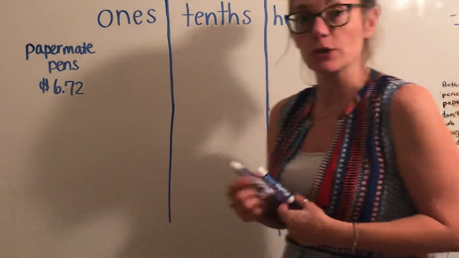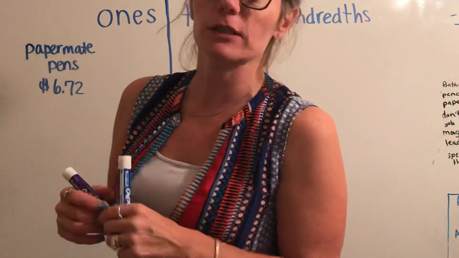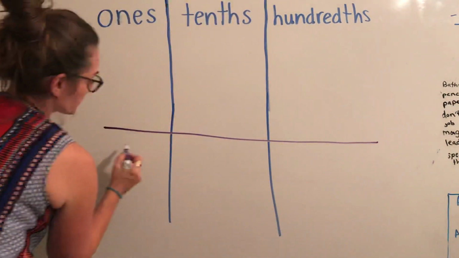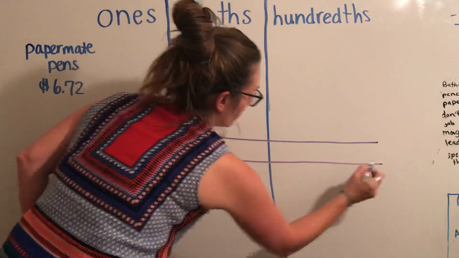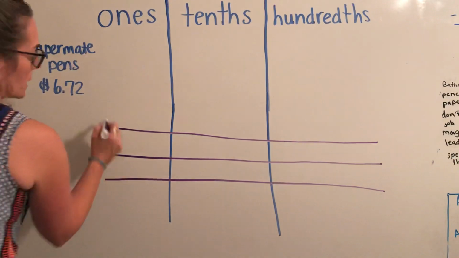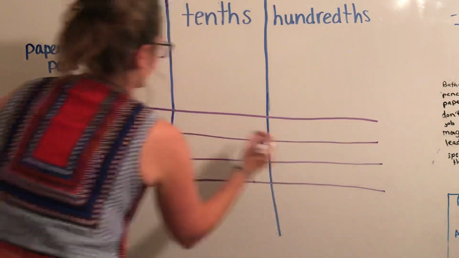So the first thing that I'm going to do is divide the lower half of my chart into 3 boxes. The 3 boxes are going to represent the amount that each of us, me, Autumn, and Amber, are going to need to contribute in order to have enough money to buy the pens.